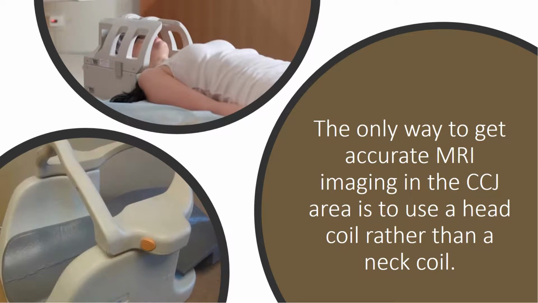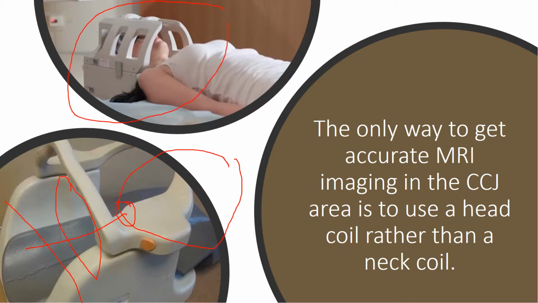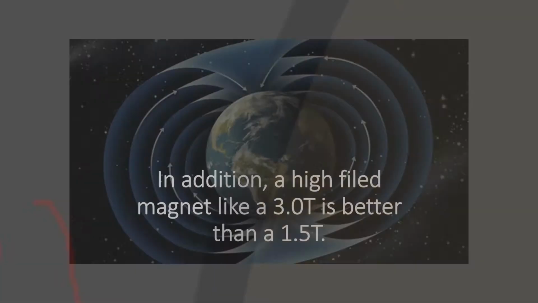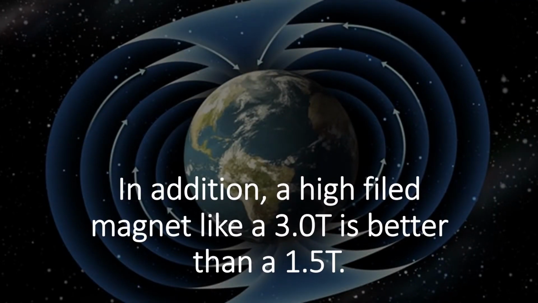So the only way to get accurate MRI information about the CCJ is to use a head coil. We have two kinds of coils shown here. A coil is the thing that gets information about the body for the MRI. So your head would go up here, your neck goes through this neck coil, then your shoulders are down there. So it's gathering information about your neck and not as much about this area, which is above the coil. This head coil here, you can see, goes around the head and the upper neck, so it's going to gather more information.